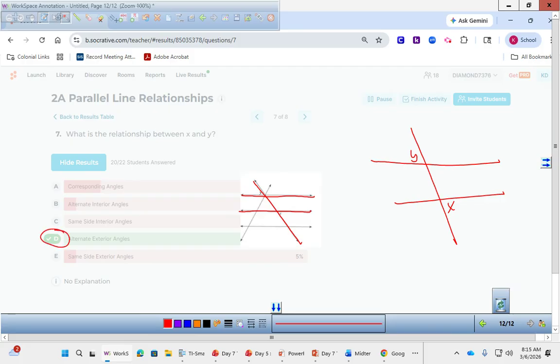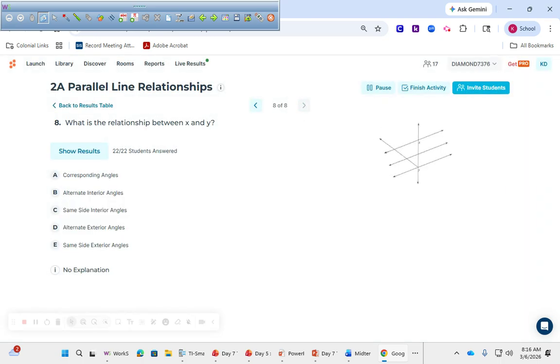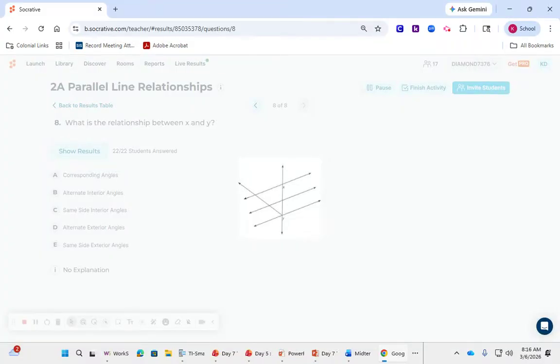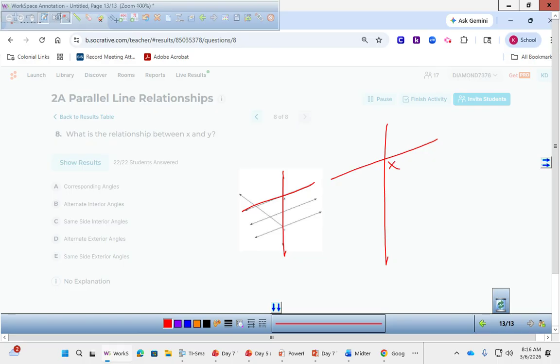All right, same idea with the next one. There is a lot more to this picture than what I need. So I could trace over what makes X, and X is here. And then what makes Y is this line down here, and Y is here.